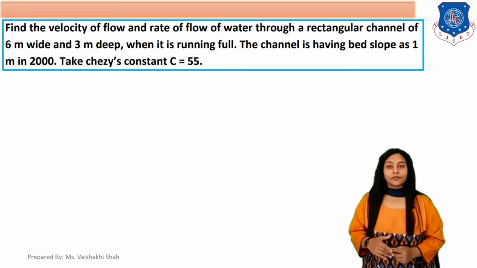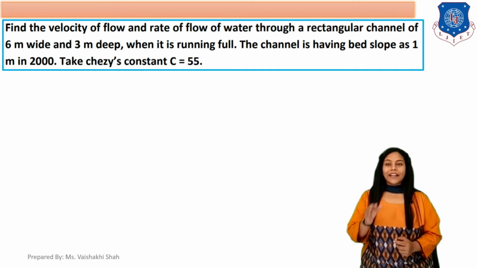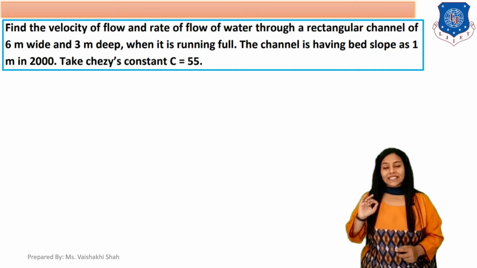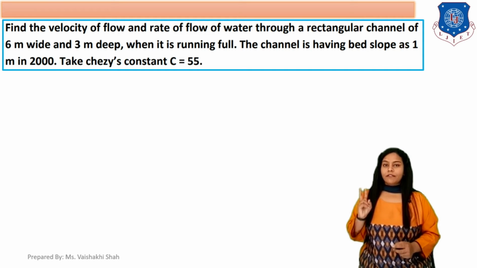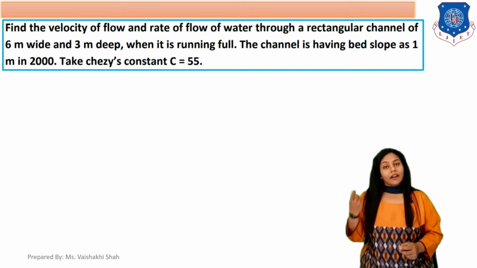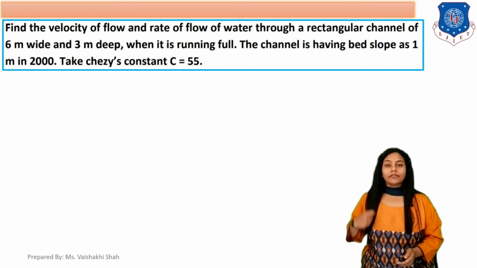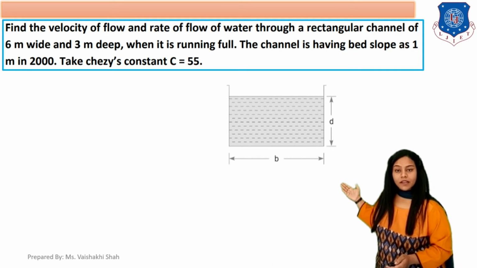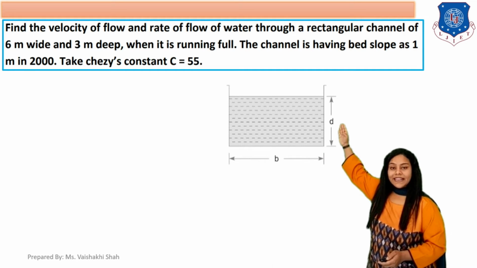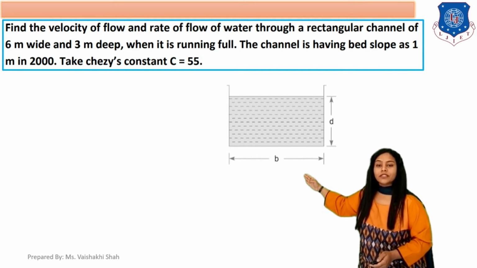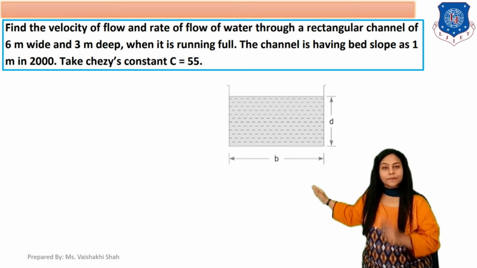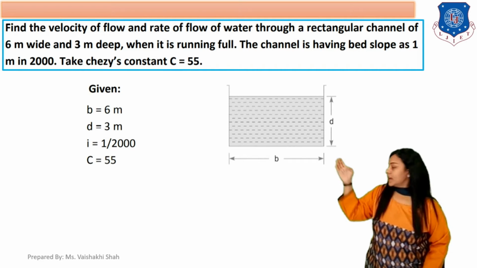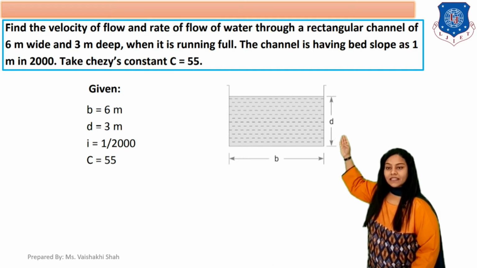First of all, we have to find out the velocity of flow, and also the rate of flow, which is discharge. So in this example you have to find out discharge and velocity. The channel is rectangular, and the width of this channel is 6 meter. As you can see, this is your rectangular channel where B is the width and D is the depth. The width is given to you, 6 meter, and the depth is given as 3 meter. So here B is 6 meter and D is 3 meter.